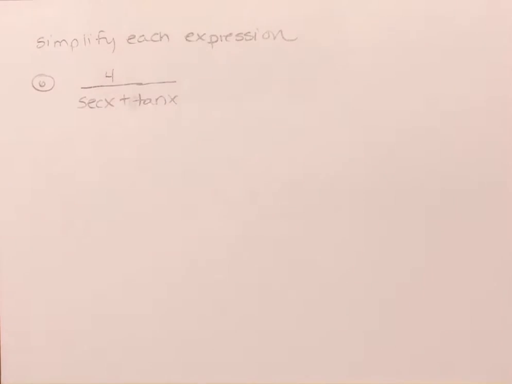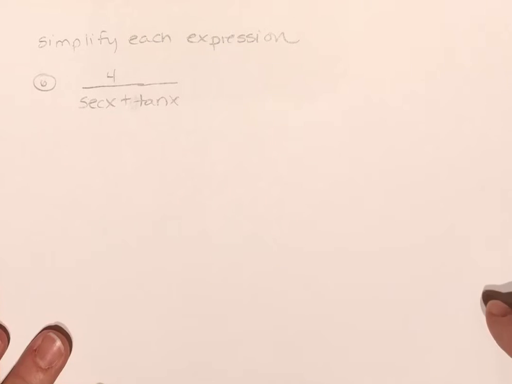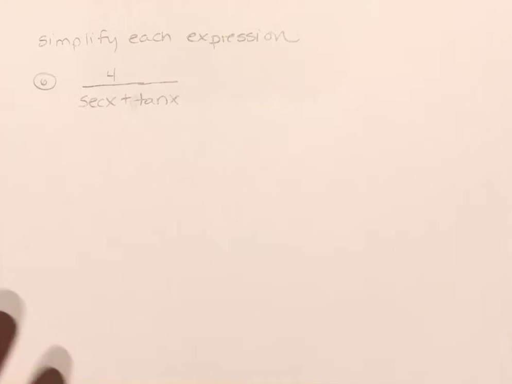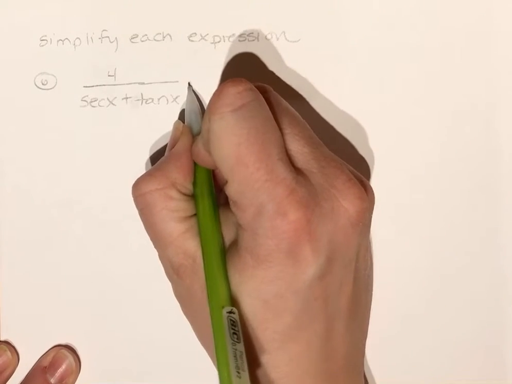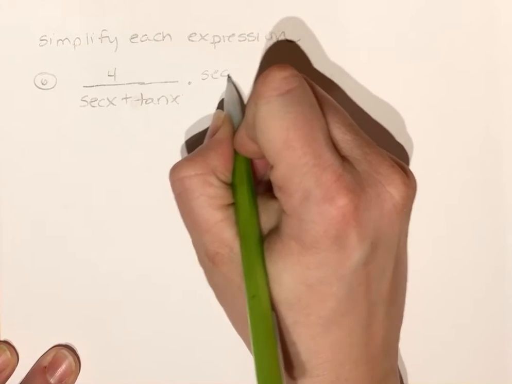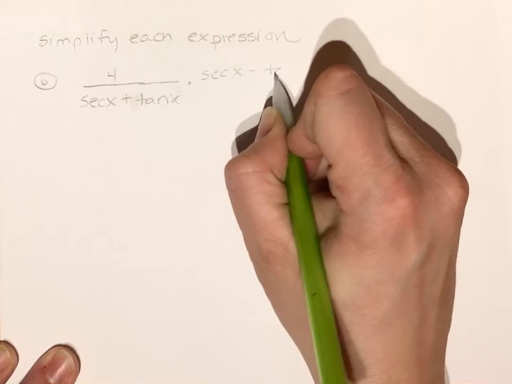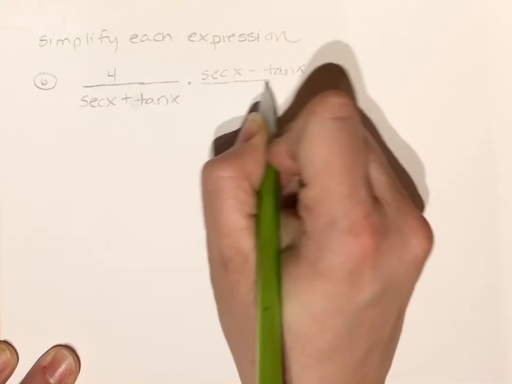So again, there are lots of different ways to do these problems. They are not wrong. I'm not going to look at a problem and say, oh, you didn't do that the easiest way, okay? I'm going to multiply by the secant of x minus the tangent of x.